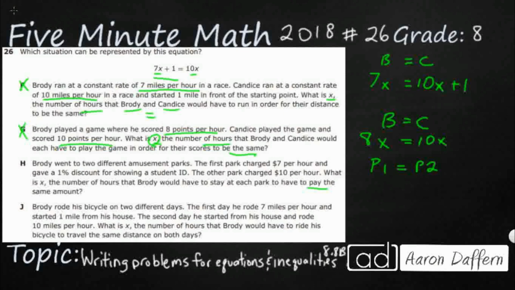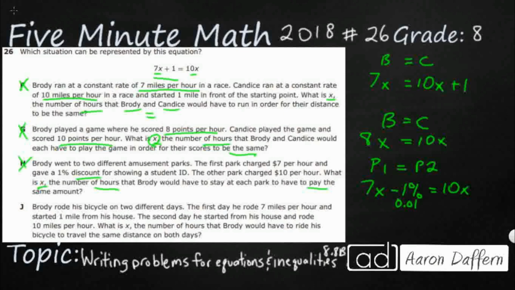So let's see, $7 per hour. X is the number of hours, so once again we're going to do 7x. And gave a 1% discount. Yeah, so if you're doing a discount, that's minus 1, and that's really not even just 1 in itself. It's 1%. If we wanted to make that a decimal, it'd be like 0.01. And then the other park is $10 per hour, so that's going to be 10x. So it's closer, still not there. So let's hope it's J.